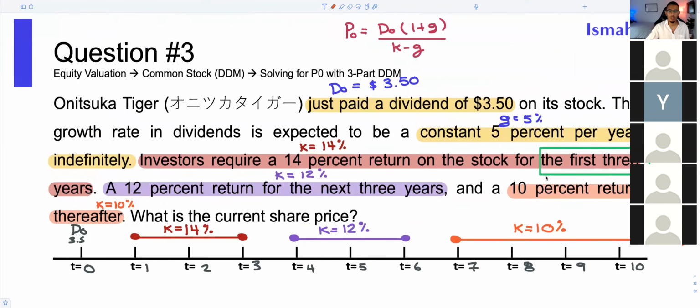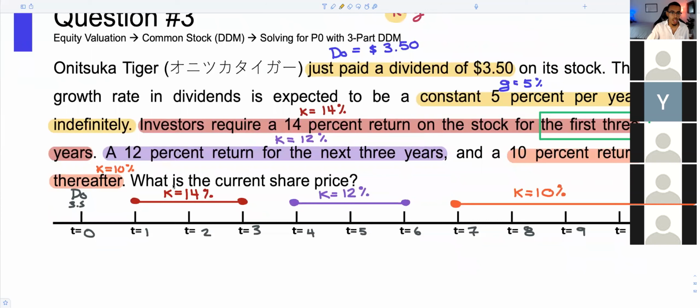The reason why this is important is because, once again, when we're dealing with our constant growth DDM, when we're dealing with the equity valuation chapter, especially for the common stock portion, there's only one real formula that we need to use, which is P0 is equal to D0 times 1 plus G over K minus G. And a big portion of this formula, once again, of the 3 variables you need is K. But the thing is, in this question, we literally have 3 different Ks.